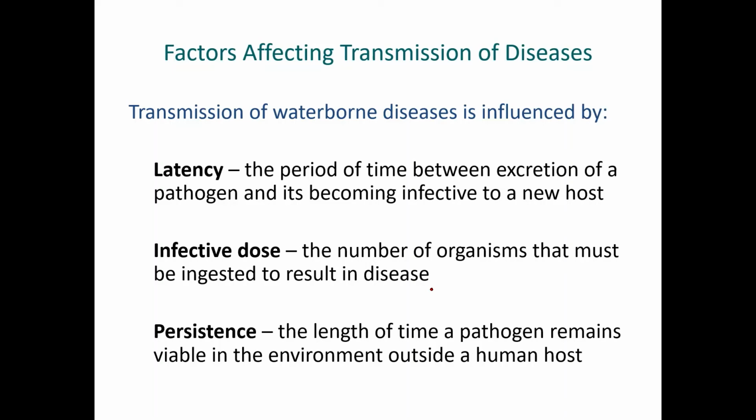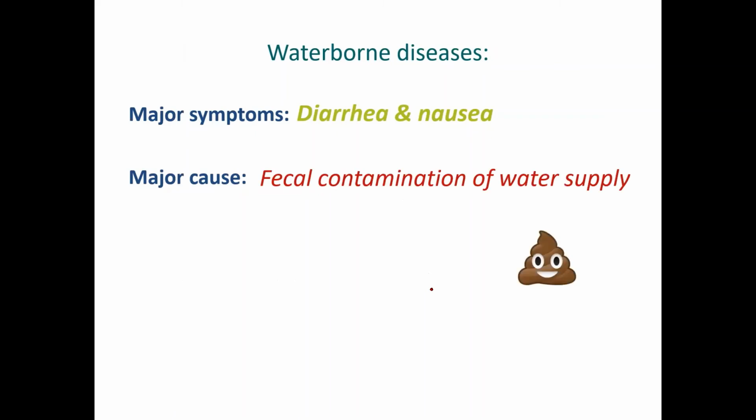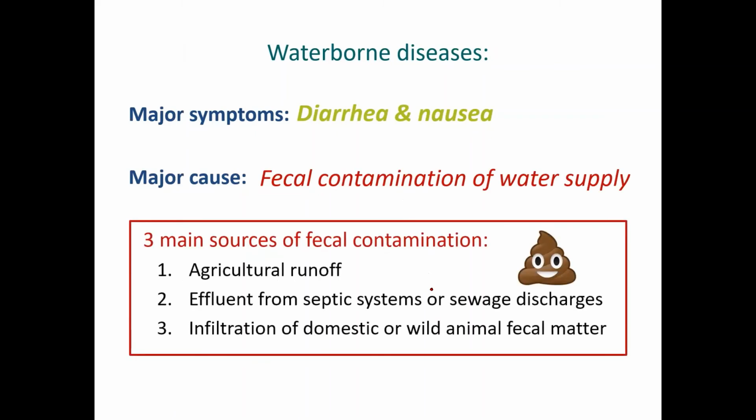Persistent: sometimes some things can survive longer than others. Norovirus is particularly famous for being quite durable. As we mentioned, the main symptoms are diarrhea and nausea. The major cause is fecal contamination, and I think we mentioned before that we usually classify these as three sources. We're talking about human waste. In Canada, human waste is usually in sewers or septic systems or outhouses, and sometimes they do leak into drinking water supplies.